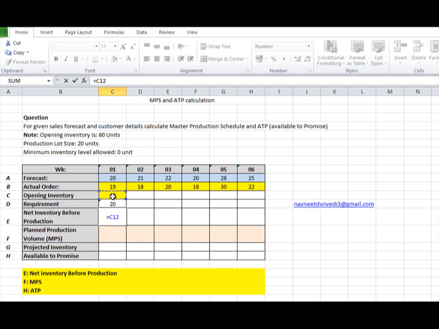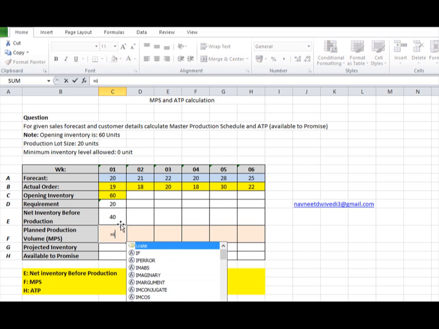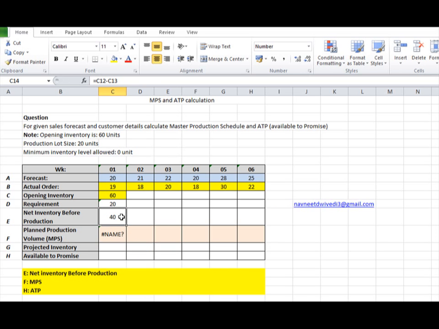What we are having minus what we require is equal to, if this value is less than 0, then 20, since our product lot size is 20, or else it's 0. Predicted inventory is equal to what we produced plus what we carried from our previous cycle, minus what was our requirement.